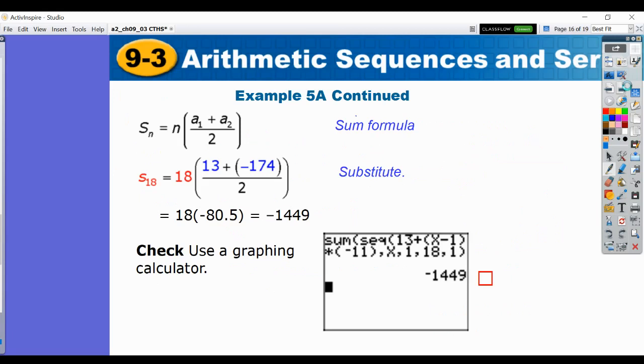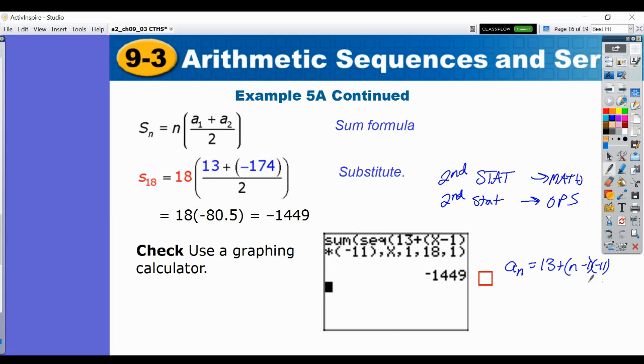If you want to check this with your calculator, you would use those buttons that we did last time under second, stat, and go over to math to find sum, and then second stat, and go over to ops to find sequence. And then the sequence, in order to do that, you would have to write what the formula for the sequence is. And the formula for the sequence was 13 plus (n minus 1)d, which was negative 11. Make sure you put that in parentheses. So they put it in like this.